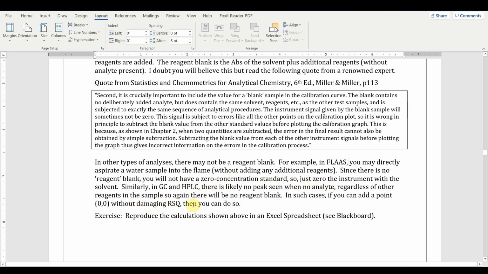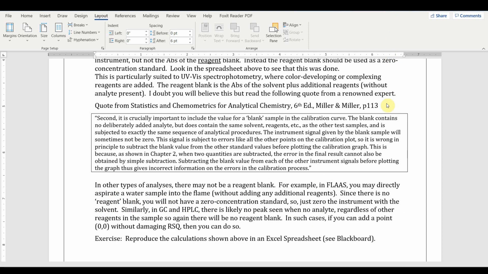In such cases, if you can add a point 0, 0 to your calibration curve without damaging R squared, then it is acceptable to do so. And that is it for this lesson on calculating the uncertainty of a forecasted concentration from a linear calibration curve.